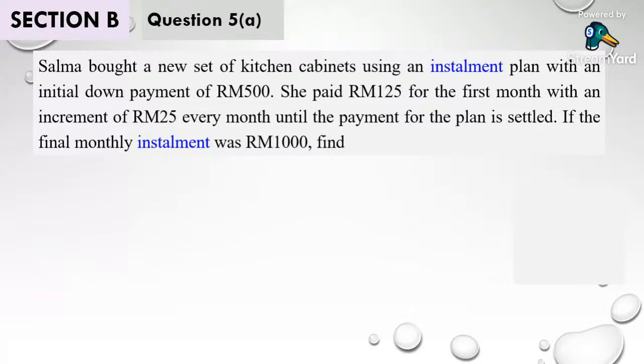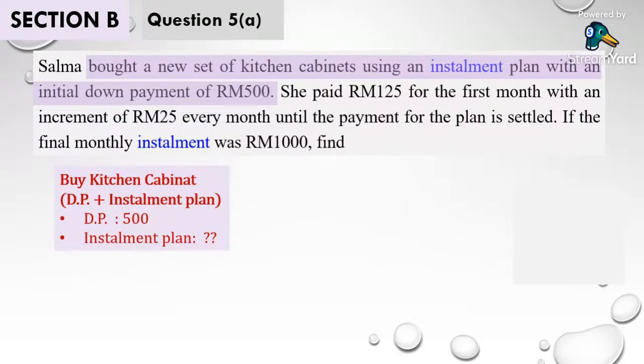So let us try to understand the question before we start to answer. Let us understand the whole story of what happened. You were told that she bought a new set of kitchen cabinets using an installment plan with a down payment of 500. Sorry, wrong spelling, it should be an E, cabinet. It is paid by a down payment and an installment plan. The down payment is obviously 500. The installment plan in total, how much? Don't know yet. If needed, we can calculate later, but at this moment we don't know yet.